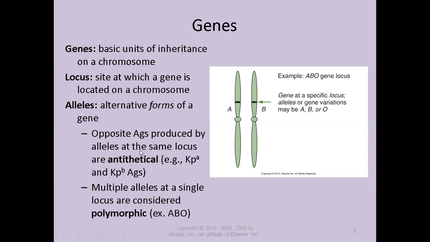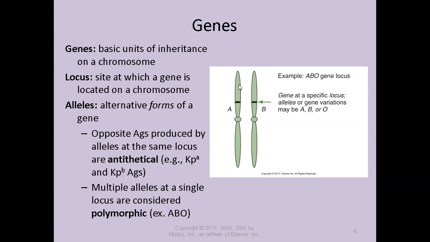So a little bit later, we will look at the KEL blood group system, and within that system there is a KPA antigen, which happens to be antithetical to a KPB antigen. And so that's an example I can give you now. Multiple alleles that are at a single locus are considered to be polymorphic, many, right? And so our ABO system, which we will be studying first, is a good example of polymorphism.